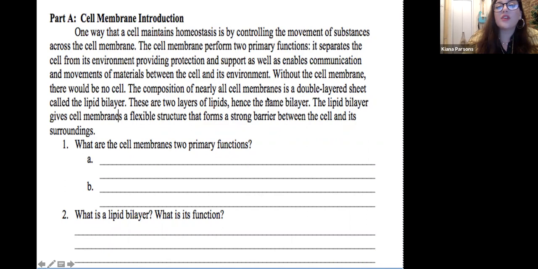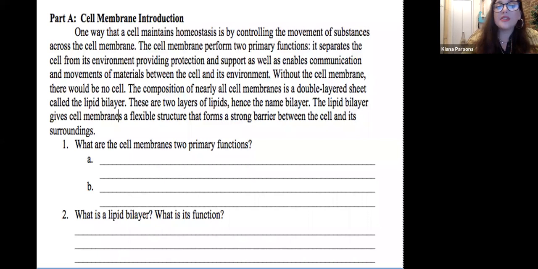The composition of nearly all cell membranes is a double-layered sheet called the lipid bilayer or phospholipid bilayer. These are two layers of lipids, hence the name bilayer. The lipid bilayer gives cell membranes a flexible structure that forms a strong barrier between the cell and its surroundings.